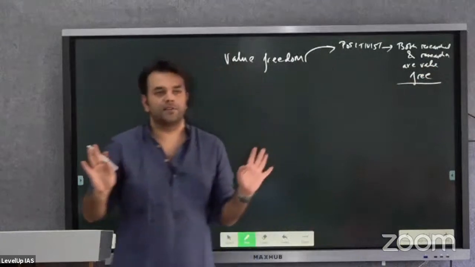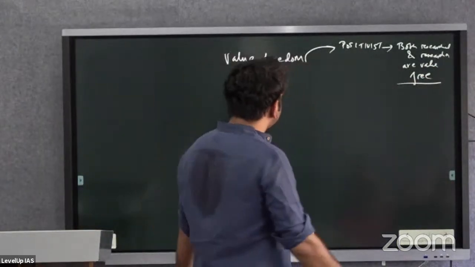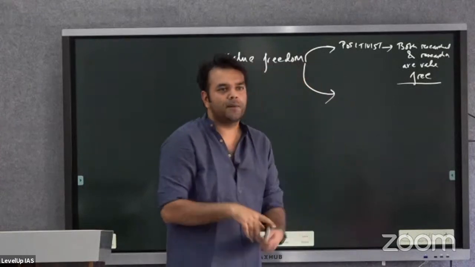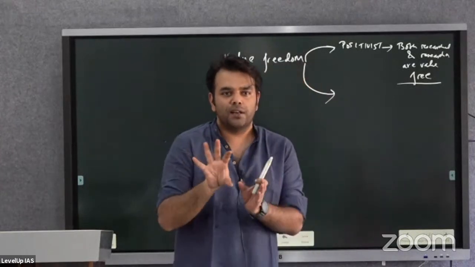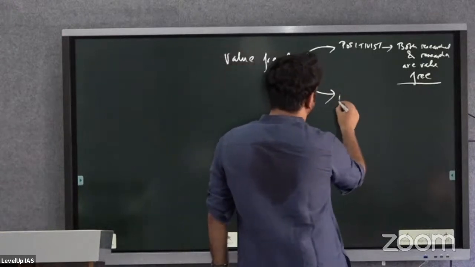Completely value free. There is no value at all. On the other hand, if I talk about value freedom to Max Weber, he would rephrase the term and call it value neutrality. How?